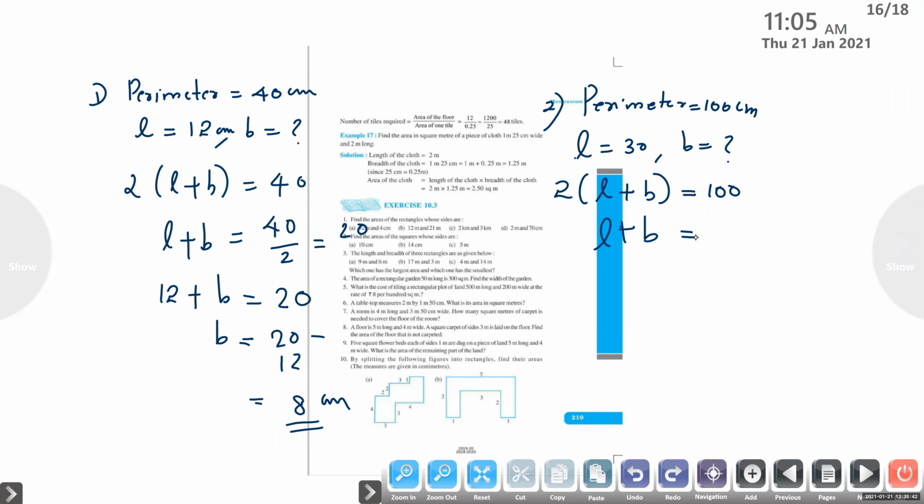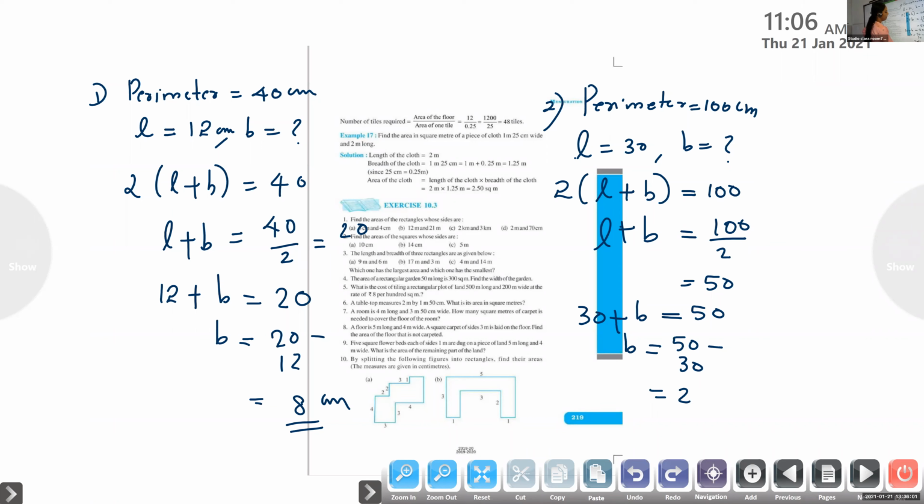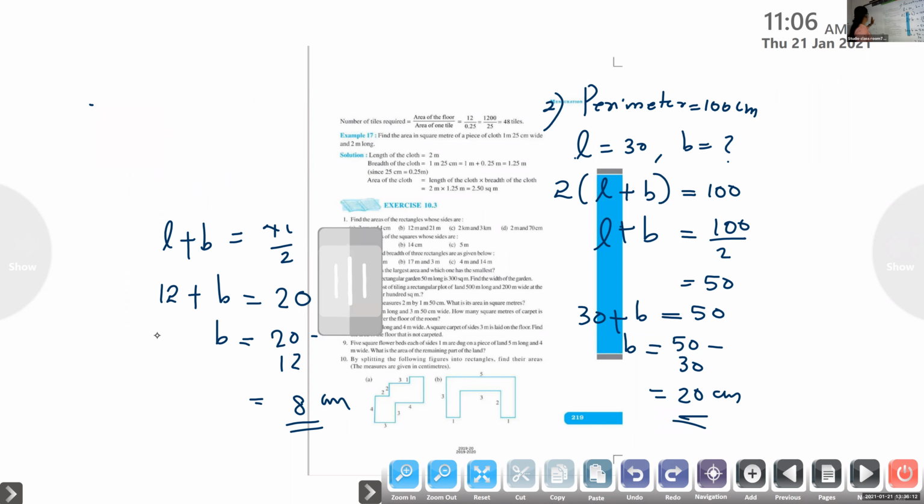What is length plus breadth, 100 by 2? That is very important. It is 50. So length is 30, and breadth we don't know. It is 50, so what is breadth? 20. 50 minus 30 equal to 20. So this way you can do this. Clear? Yes, ma'am. All of you got the answer? Okay, so that is the method of doing.